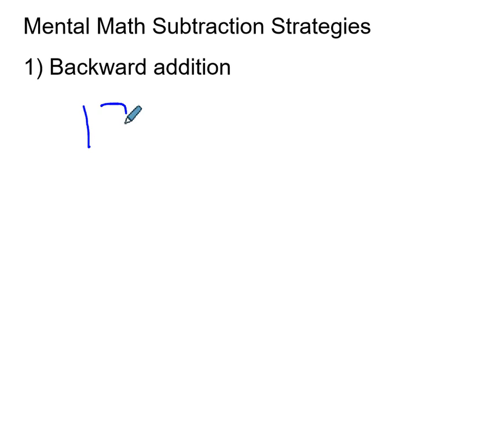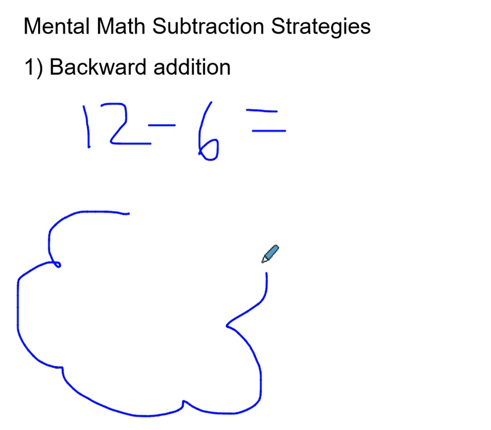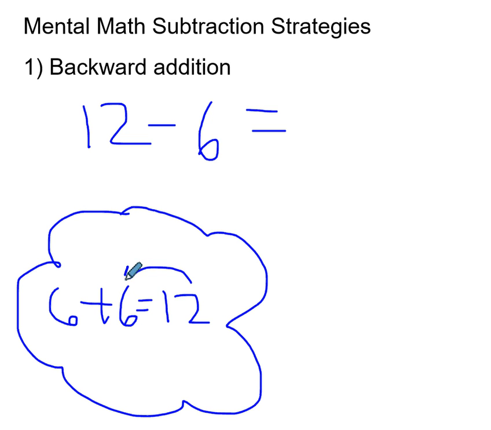So for example, if you want to do 12 minus 6, you want to find the answer, you can think of an addition that you know. So you know 6 plus 6 is equal to 12. So when we work backward, if we do 12 minus 6, we're going to find our answer, that is 6. So you can write down your answer is 6 because you think of 6 plus 6 is equal to 12.